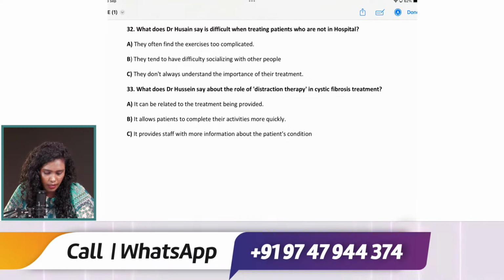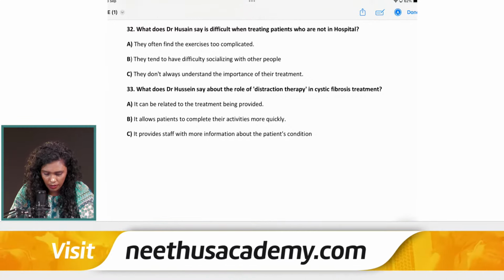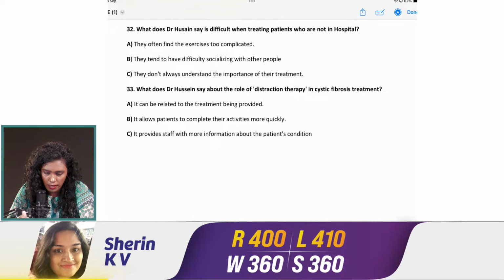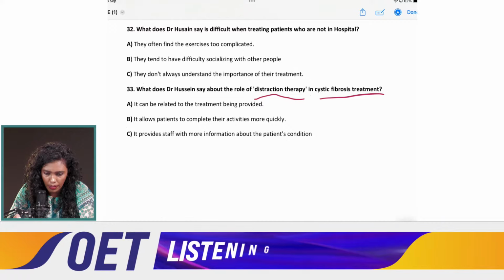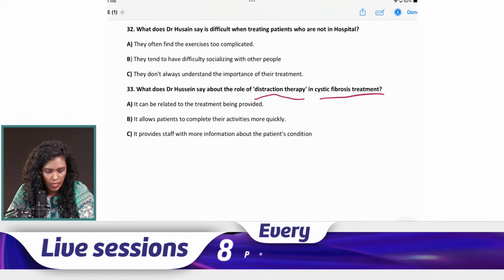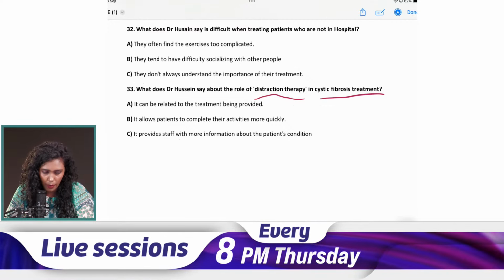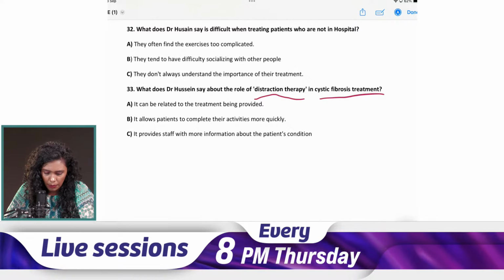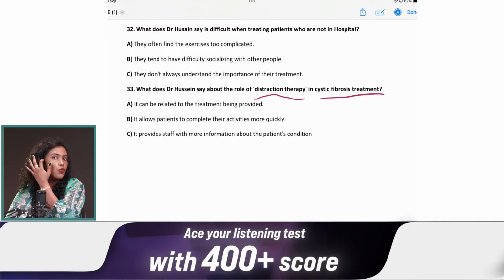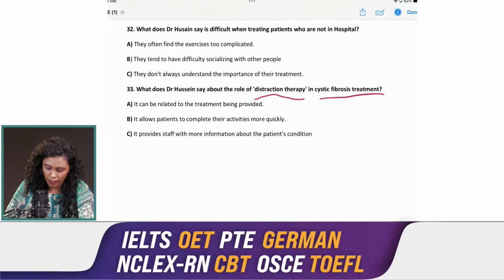Yes, Megha, you're right. It's opinion based, and the keyword she has used over here is distraction therapy. Yes, Roshna, distraction therapy. Yes, cystic fibrosis, that is some other information you can include. Cystic fibrosis treatment. Okay, role, treatment. Yes, so that's an opinion based question. Yes, Reba. Why did you come up with that being an opinion based question? Is there any particular reason or information behind you choosing that?